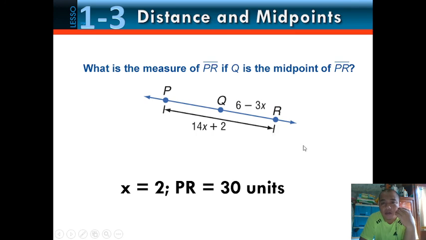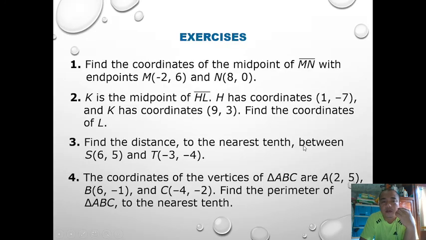Did you get the same answer? I hope so. For your exercises, number 1: find the coordinates of the midpoint of MN with endpoints M, negative 2, 6, and N, 8, 0. Answer: 3, 3. 8 plus negative 2, 6, divided by 2, 3. 6 plus 0, 6, divided by 2, 3.